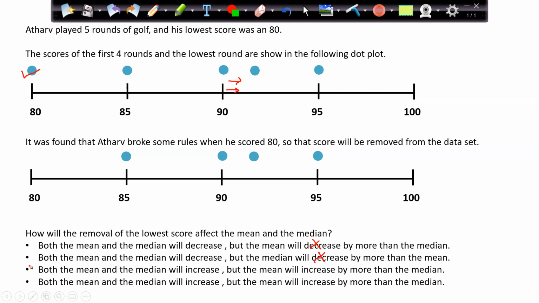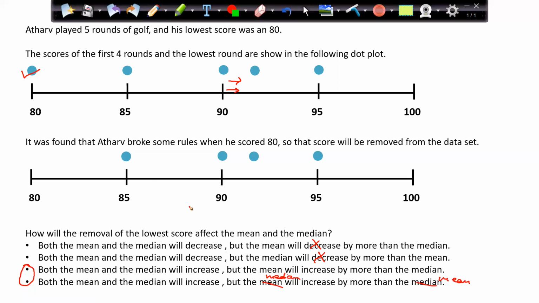Now we are left with only these two options. Because we are removing the lower record, right? If you are removing the higher record, then obviously my mean will shift towards the lower side. Because we remove the lower record, my mean will obviously go towards the higher side. Now both mean and median will increase, but the mean will increase by more than the median. The second option is both mean and median will increase, but mean will increase by more than median. Here it says mean will increase by a median, and here it says median will increase by mean. There is a typo.